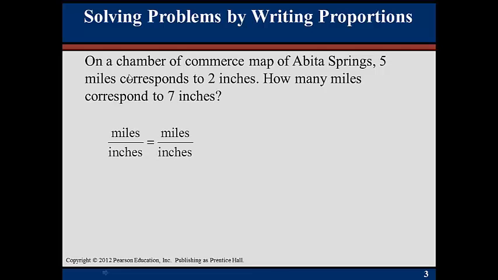So now the word corresponds to is the same as saying is to, so this is going to be your fraction bar. So we have 5 miles is to, or corresponds to, 2 inches. So you start by writing out what they give you. So they give you this. So this is your given proportion.